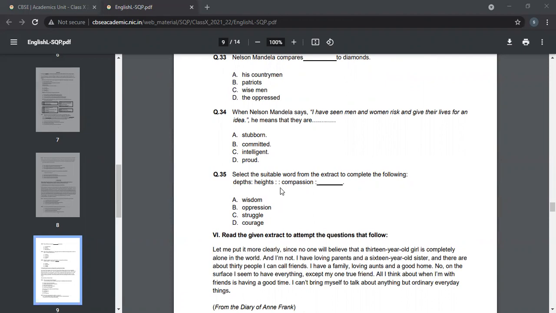Select the suitable word from the except. Ab ye aapne NTSC mein bhi kiya hoga. Jaise hota hai na, horse is to stable, cows is to dash. Cows live under the shed. Fine, to usme option mein shed hai, to aap shed put. In that way, depth is to heights, compassion is to dash. Depth is to height, compassion is to dash. Compassion is to wisdom, compassion is to oppression, compassion is to struggle, or compassion is to courage.